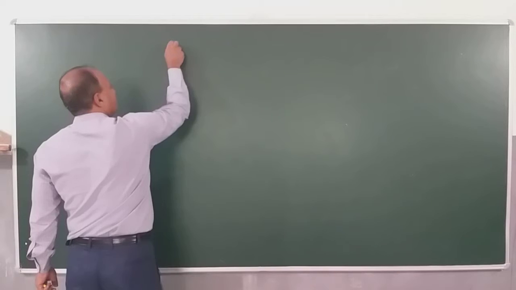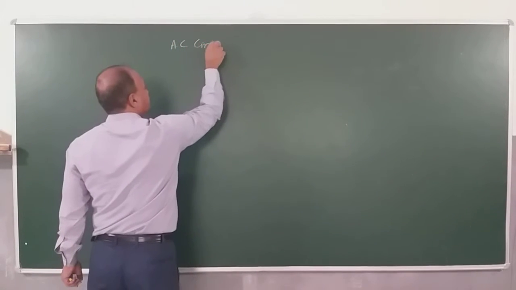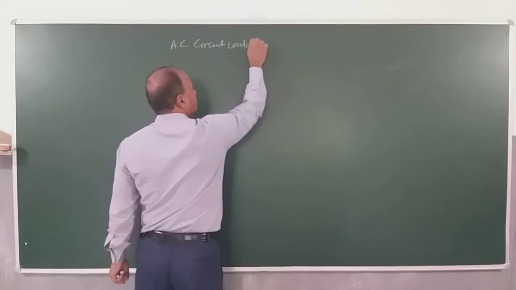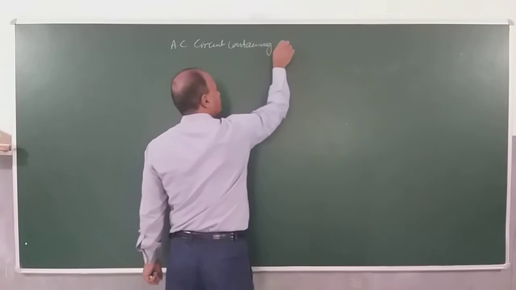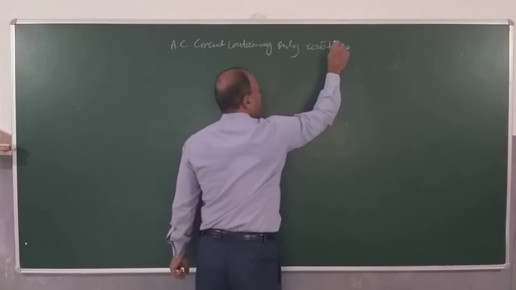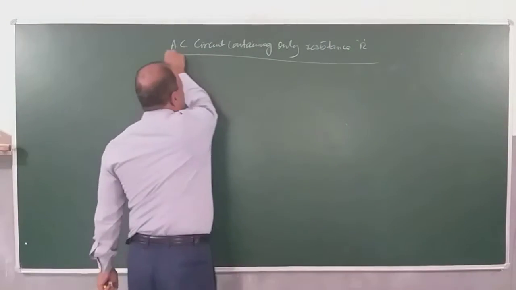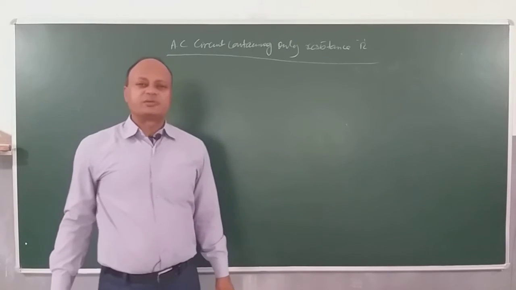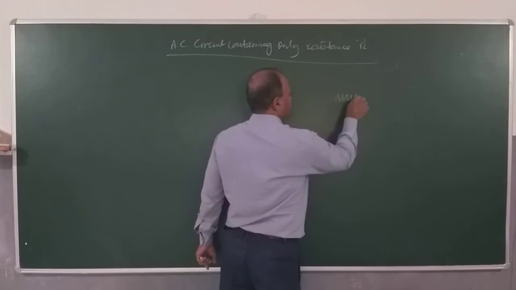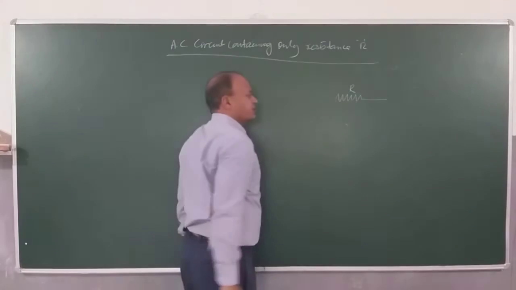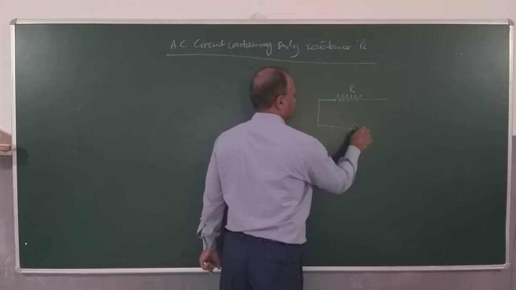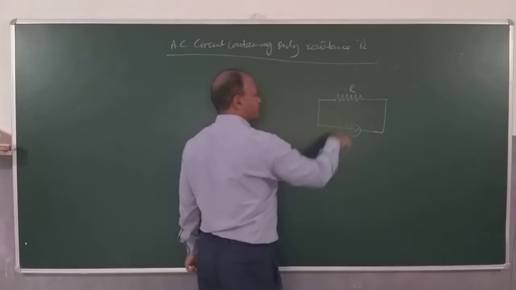AC circuit containing only resistance. We are going to see an AC circuit, children, in which an AC source is applied across a single resistance. Now imagine like this. Resistance R is applied across this AC source. Here we have this AC source. And the resistance of the resistor is R.